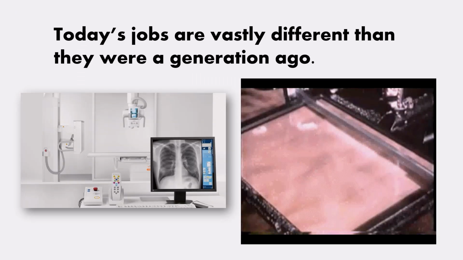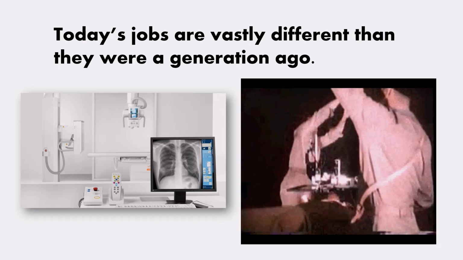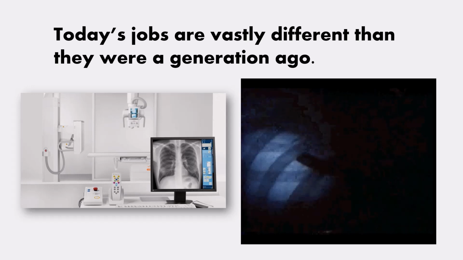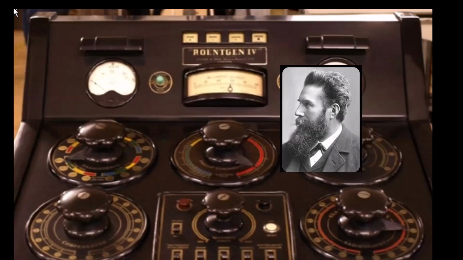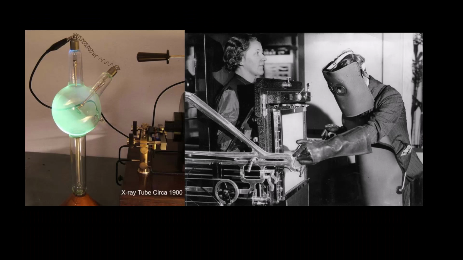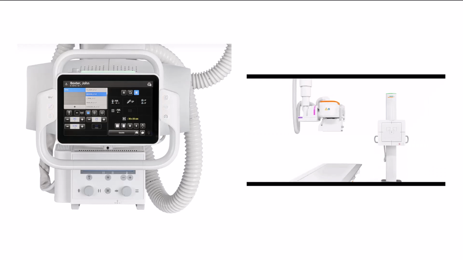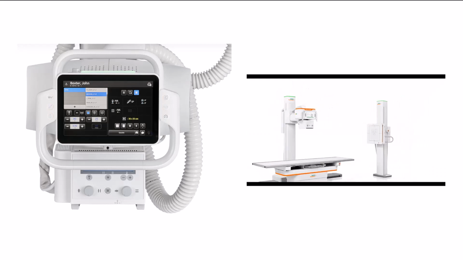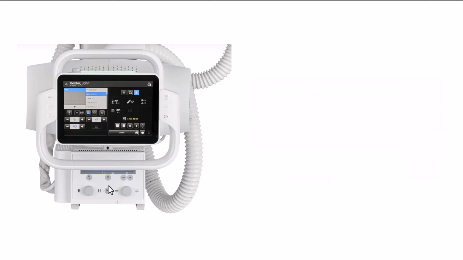Today's jobs are vastly different than they were a generation ago. In fact, if we take a look way back, remember radiology first started around 1895. Here's an image of old Conrad Wilhelm Röntgen and the Röntgen 4. I guess you can say it appears that technology has changed. Today we have artificial intelligence incorporated into the X-ray room, giving us auto positioning and auto tracking.